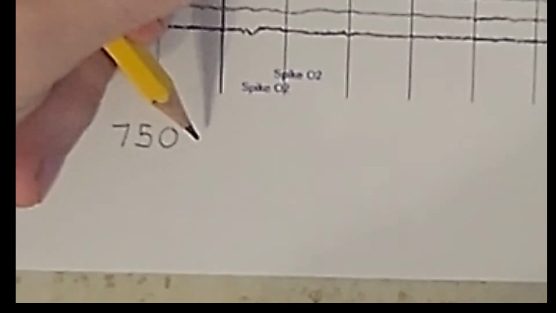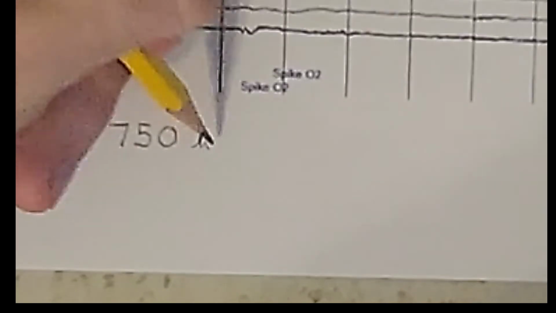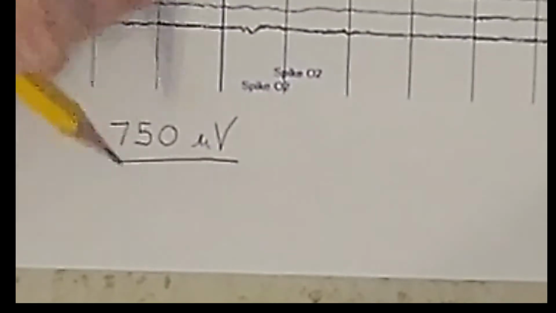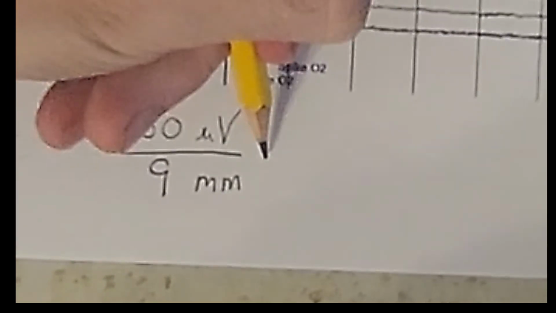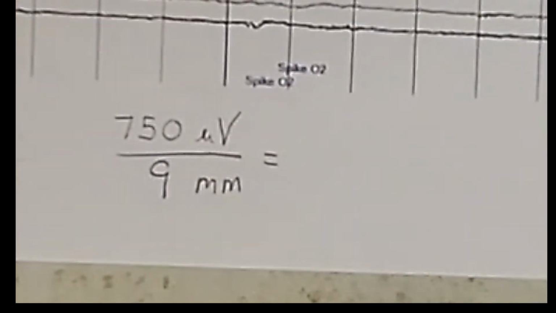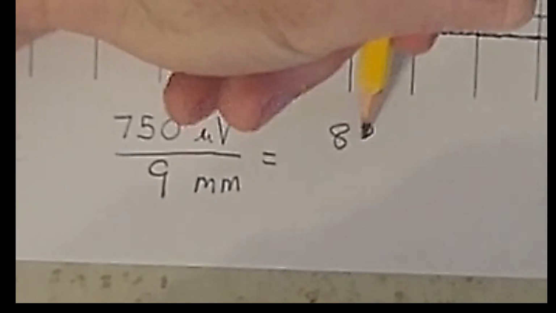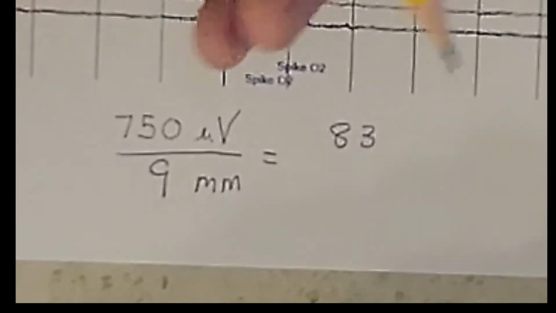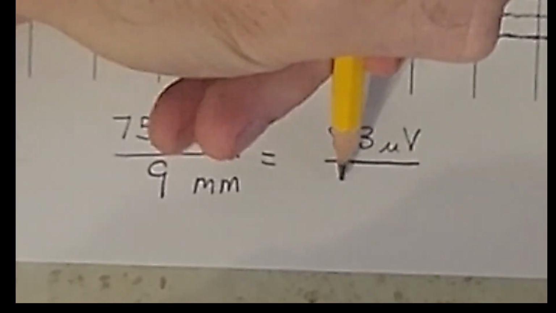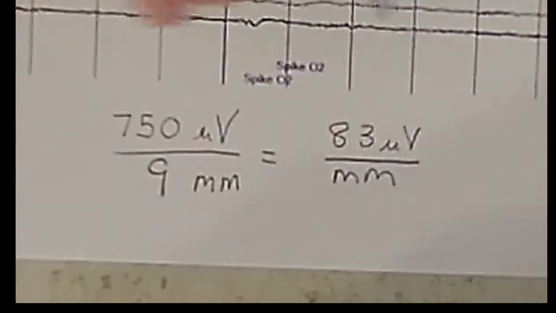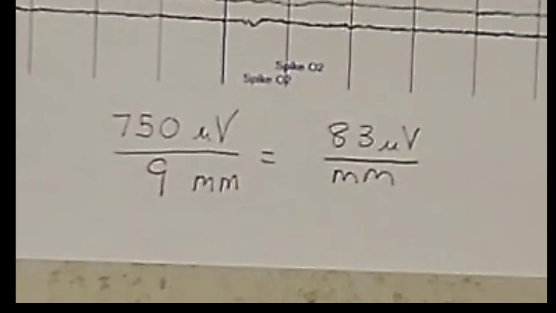So in this case, we have 750 microvolts over how many millimeters? Well, we measured 9. Then we're just going to reduce that using a calculator. 750 divided by 9 is equal to 83.3, so we'll just say 83 microvolts per millimeter. The 1 is implied, or 83 microvolts per 1 millimeter.